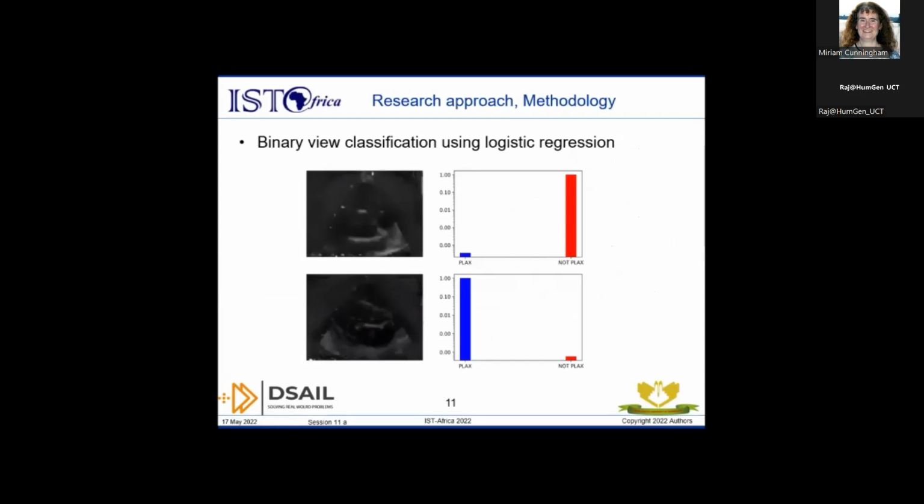These are the results of the binary view classifier, where we use logistic regression. The first image is an echocardiogram that was classified as not Plaques, and the second image is an echocardiogram that was classified as Plaques.